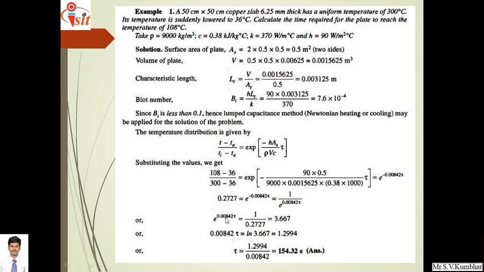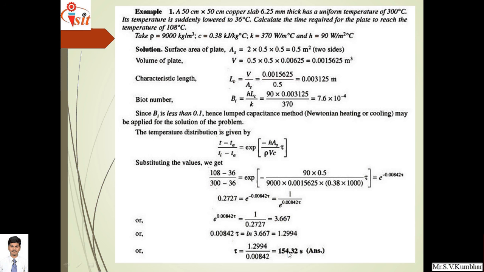So this will become 0.00842 tau equals ln 3.667. Use ln function here. Don't use log function, use ln function. You will get 1.2994. Take this to the right hand side. We will get time interval tau equal to 154.32 seconds.